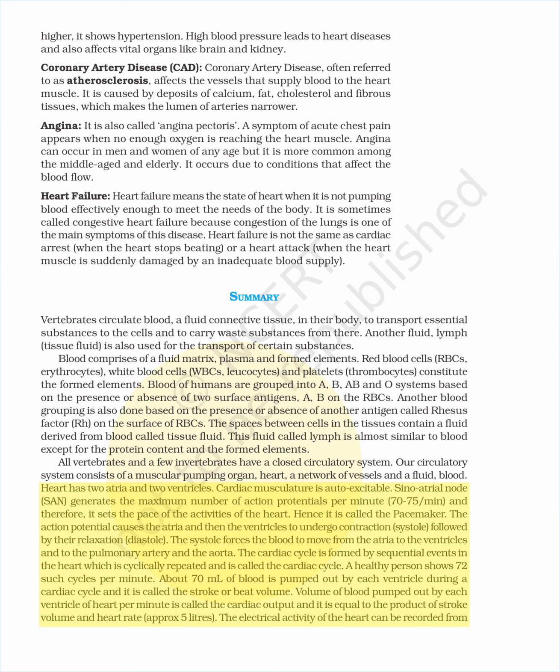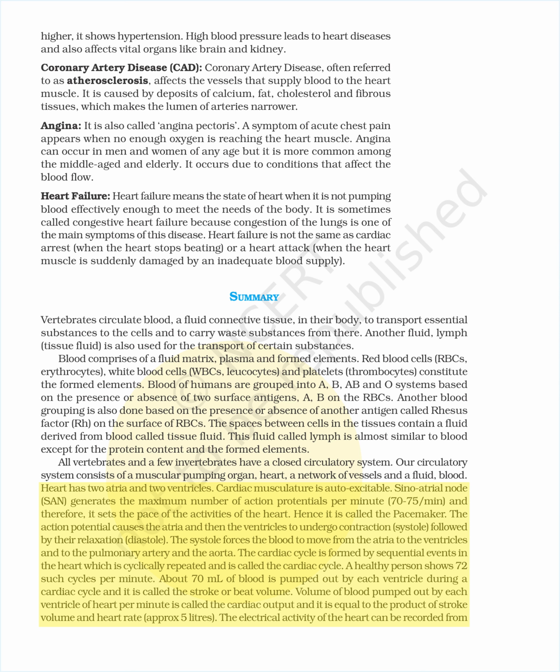Heart has 2 atria and 2 ventricles. Cardiac musculature is autoexcitable. Sinoatrial node, SAN, generates the maximum number of action potentials per minute, 70-75/min, and therefore, it sets the pace of the activities of the heart. Hence it is called the pacemaker. The action potential causes the atria and then the ventricles to undergo contraction, systole, followed by their relaxation, diastole. The systole forces the blood to move from the atria to the ventricles and to the pulmonary artery and the aorta. The sequential events in the heart which are cyclically repeated are called the cardiac cycle. A healthy person shows 72 such cycles per minute.